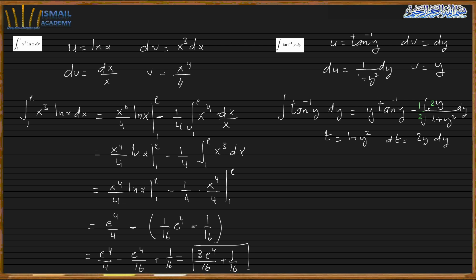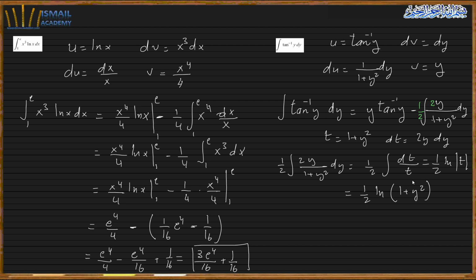So if I wanted to get this by itself, half of the integral of 2y over 1 plus y squared dy will be half of dt over t, which is going to be just half of ln absolute value of t, but I know that t is positive always. It's going to be half ln of 1 plus y squared, so I don't need the parentheses, so I just need to substitute this here and I'm done.